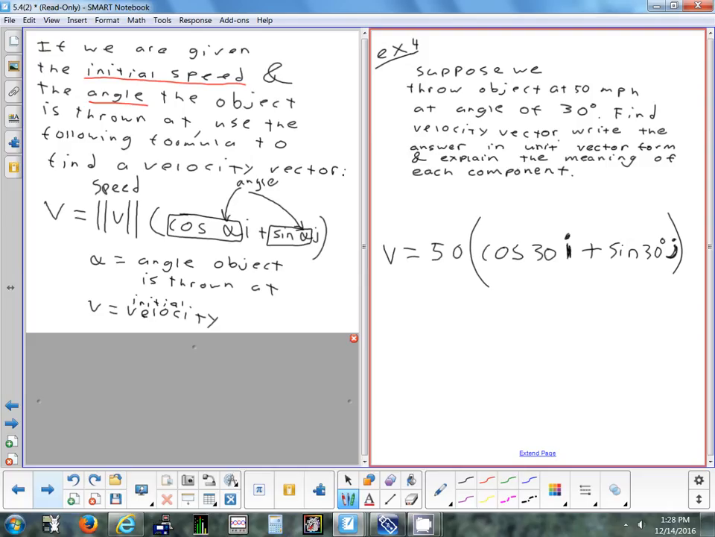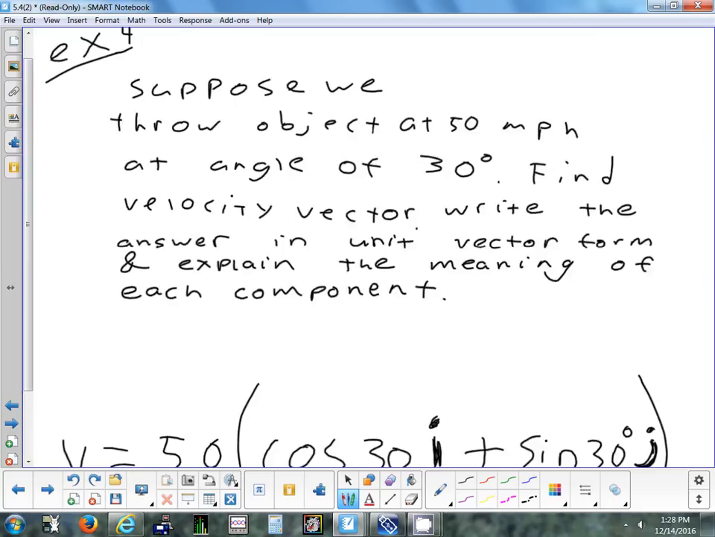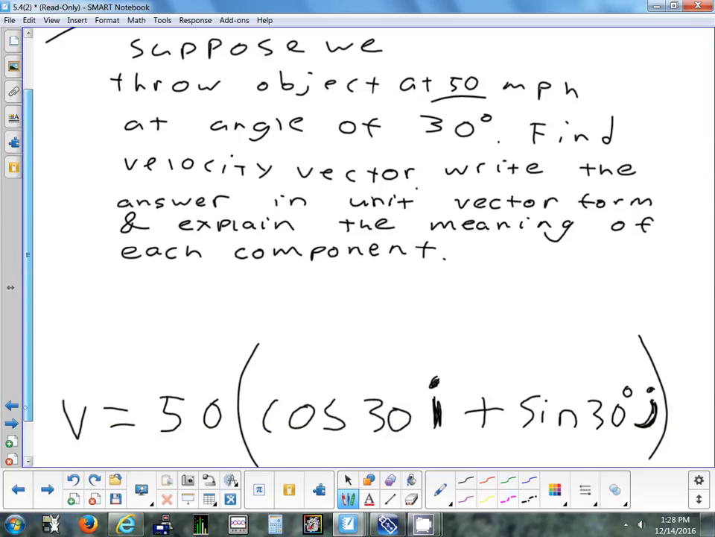Okay, question on where the 50 came from? Oh, the 50. Does everybody have what's on the left? Can I make what's on the right bigger? 50. Okay, so all we did was fill in 30 for the angles, and then filled in 50 for the velocity. Now I'm going to find what is the cosine of 30 and what's the sine of 30. Okay, so we're going to do those two things out.